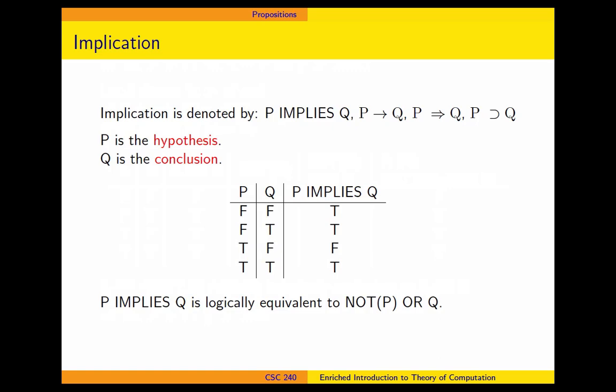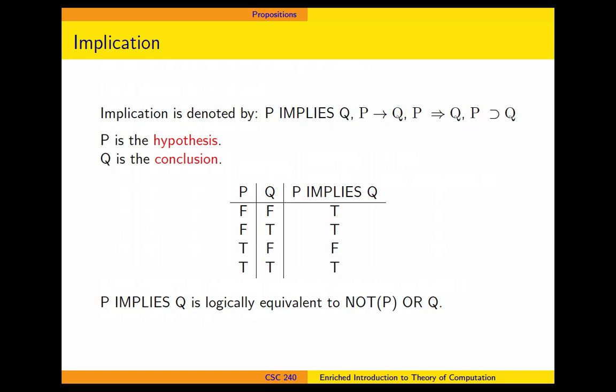For example, suppose I said, getting perfect on the final exam implies that you will get an A in the course. If you get perfect on the final exam and I give you an A, then I told the truth. If you get perfect on the final exam and I give you a B, then I lied. However, if you don't get perfect on the final exam, I might still give you an A, or I might give you a lower grade. In either case, I told the truth.